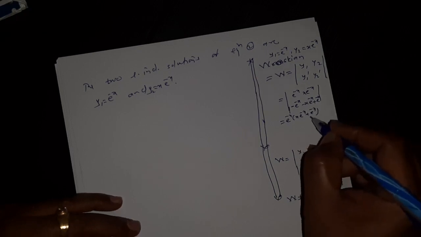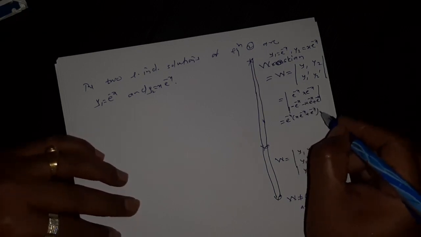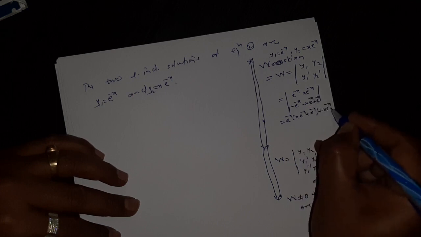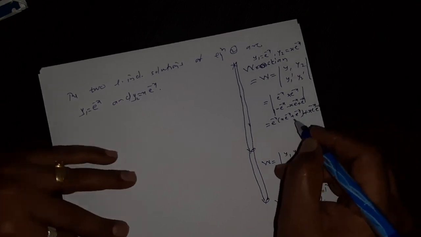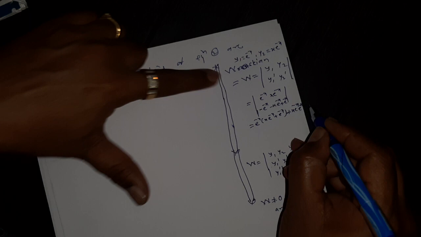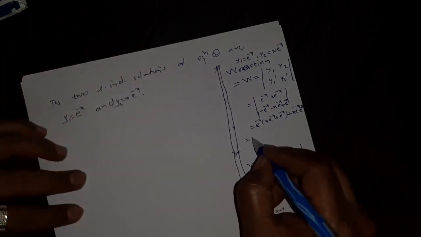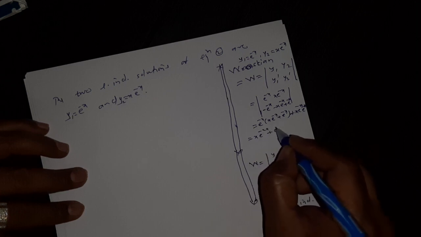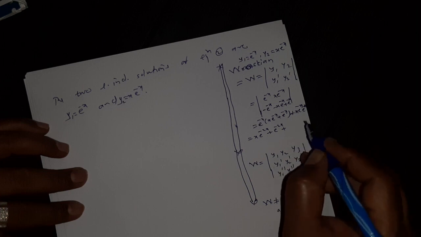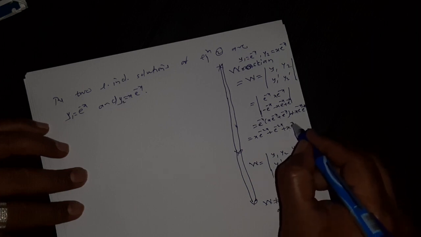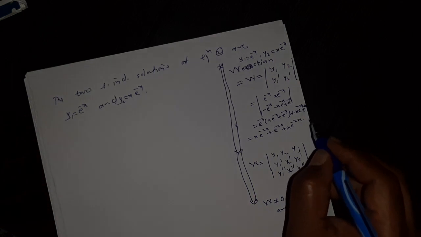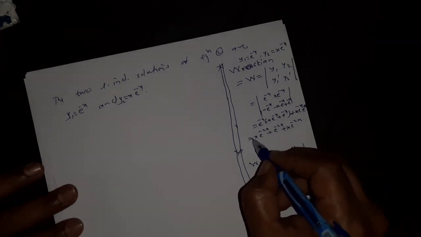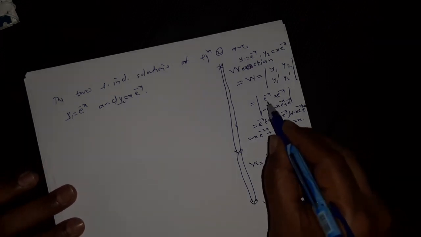Minus x, this into this, minus, becomes plus, this into this, x e raised to minus x, e raised to minus x, and then this is equal to x e raised to minus x into e raised to minus x, which is e raised to minus 2x, plus this is e raised to minus 2x, plus x e raised to minus 2x. This is a minus sign, here is a minus sign, so we have here minus this into this.